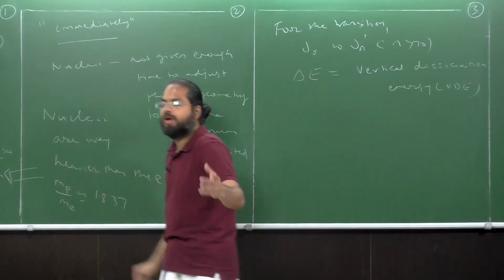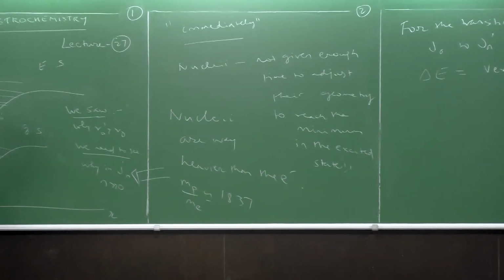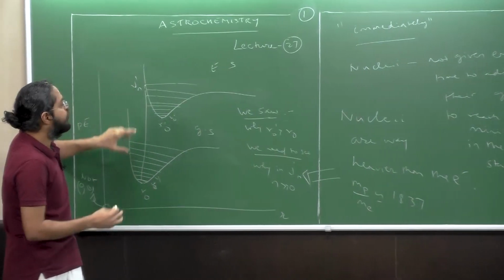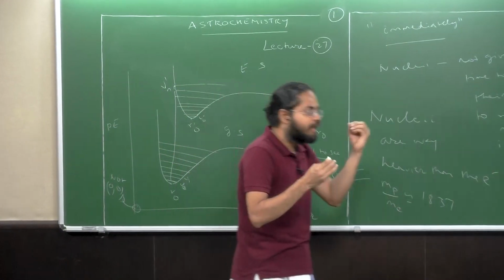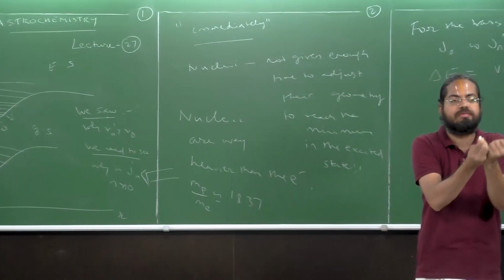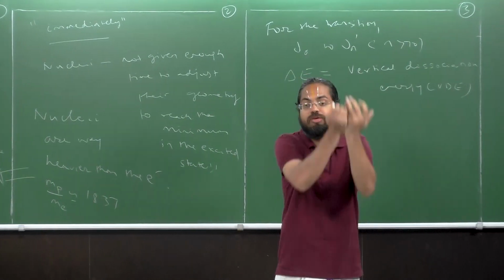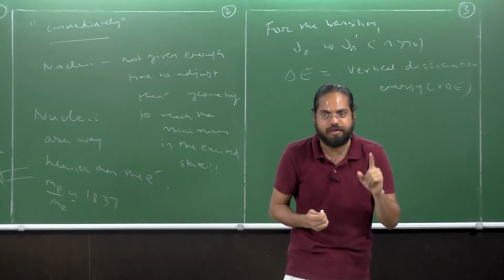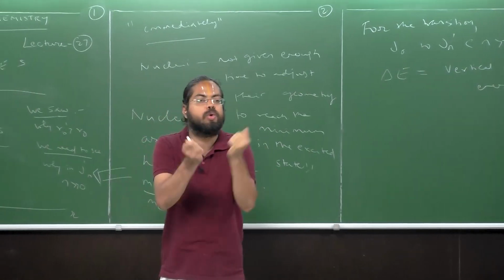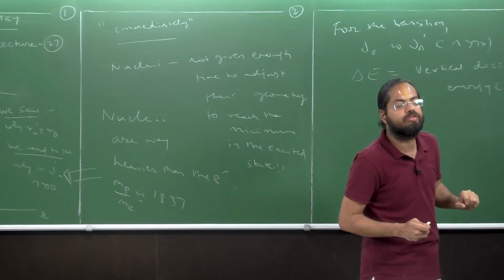And why is it called a vertical dissociation energy? Because immediately, there is not much of a change in the geometry. The R doesn't change much. So the geometry of the excited state and the ground state more or less remain the same. The internuclear distance remains the same, but the electrons have gotten excited. Are we clear? The electronic movement is much more, but the nuclear movement is much less. So this distance is what is called vertical dissociation energy.